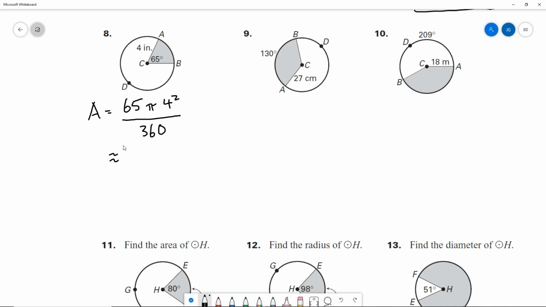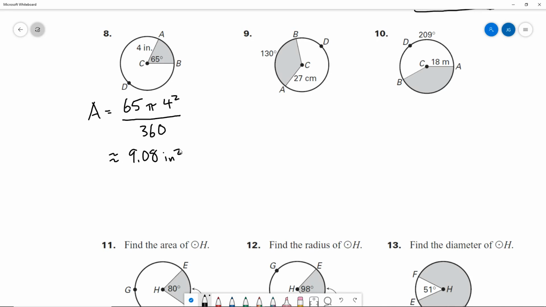Plugging into a calculator, this one is not going to have a nice, clean fraction or whole number really to give you. So we're just going to plug this into a calculator. And I will tell you that once you plug it into the calculator, it is going to come out to be about 9.08 square inches as the area of this circle.